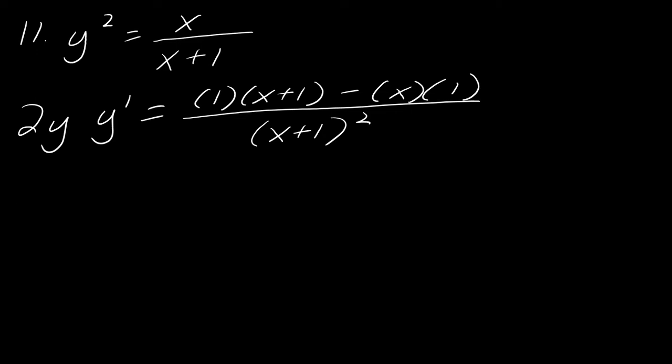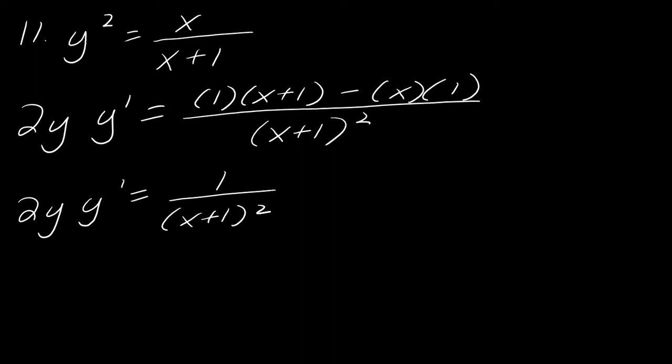And so now I've got 2y, y prime. Let's see, if I simplify all of this, this will just be 1, and then still over that x plus 1 squared. So now to finish solving for y prime, I can just divide out the 2y. So this becomes y prime equals 1 over 2y times x plus 1 squared, and you're done.